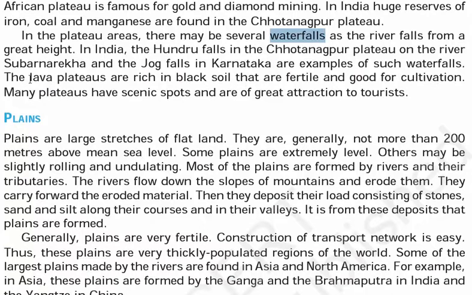Then we also have something called a lava plateau that is rich in black soil, that is fertile. So the lava plateau is derived again from the volcanic eruption, magma that flowed from the volcanoes. It formed a layer of thin crust on the earth's surface, and that crust is nothing but a lava plateau, and those are usually very fertile and good for cultivation. So many plateaus have scenic spots and are of great attraction to tourists.